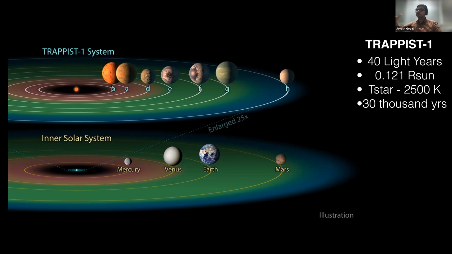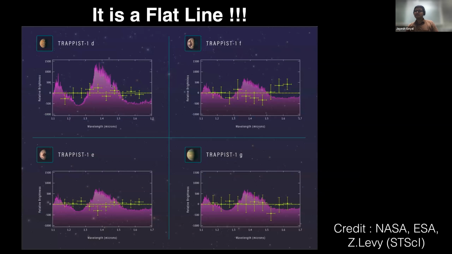When this was discovered, everyone was very excited, and people started thinking about how we can characterize this, and started submitting proposals to observe this using the Hubble Space Telescope. So yes, we have attempted characterizing the TRAPPIST-1 system using transmission spectroscopy, but the results have been very discouraging. All the spectra that we have received are almost flat. You can see here TRAPPIST-1 D, F, E, G, all almost flat. Basically, you can't tell anything.